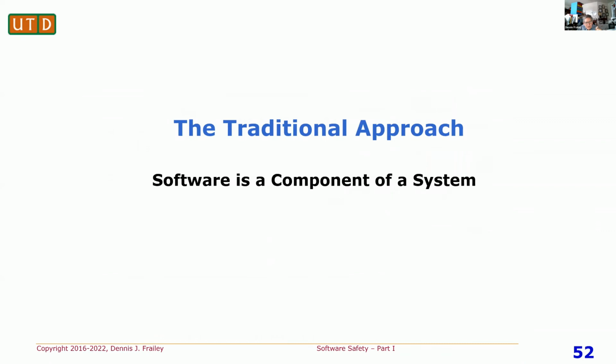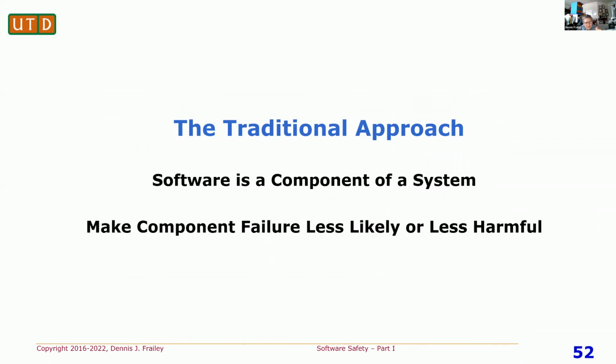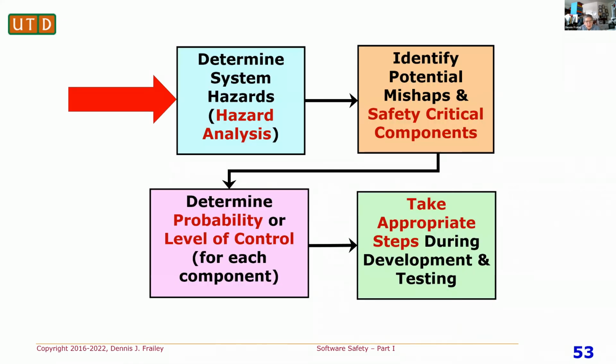So we're going to start with the traditional approach. Software is a component of a system. Make the component failure unlikely and less harmful. In other words, develop very high quality software. That's what it boils down to. So we begin with the first step here. Determine the system hazards.